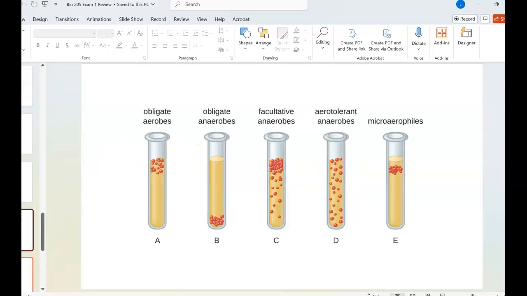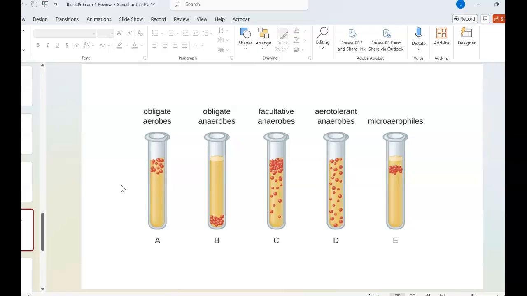Another thing that we're going to be testing for are oxygen requirements. So we're going to be using a special media, a broth that has an oxygen gradient. There's a lot of oxygen at the surface and no oxygen on the bottom. Depending on where we saw cloudiness, that would tell us the organism's oxygen requirements.